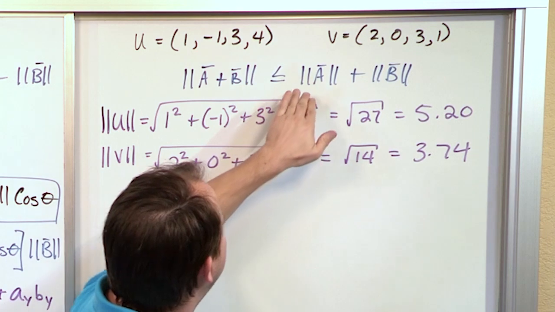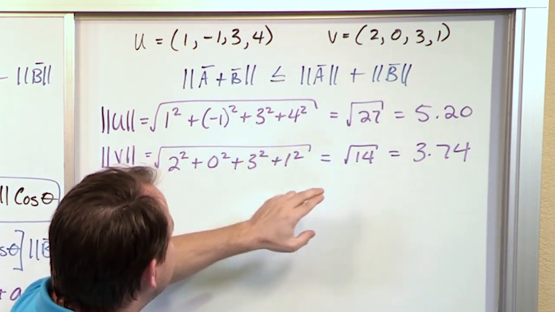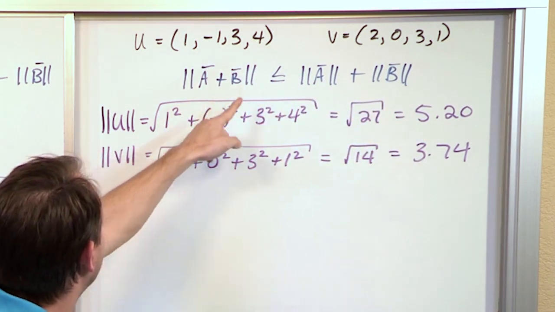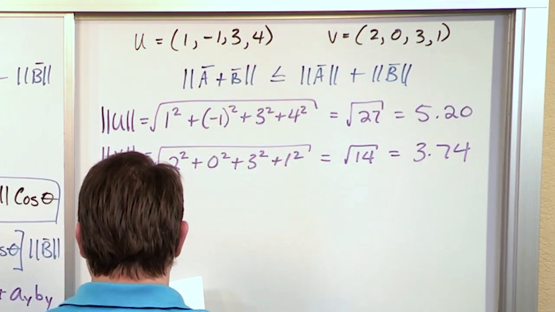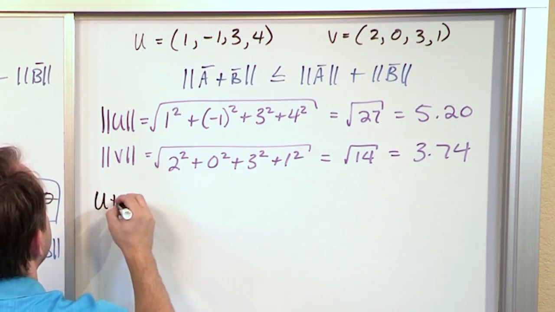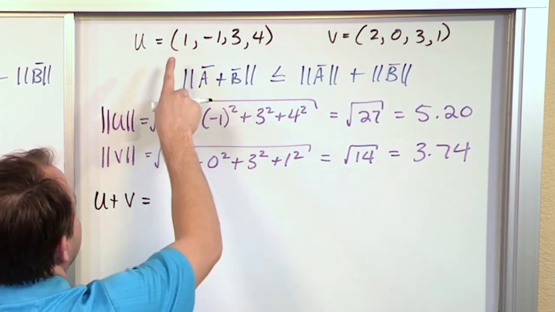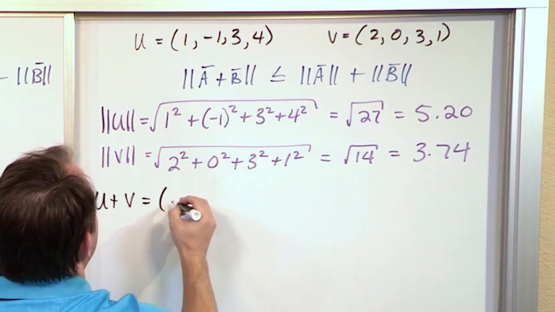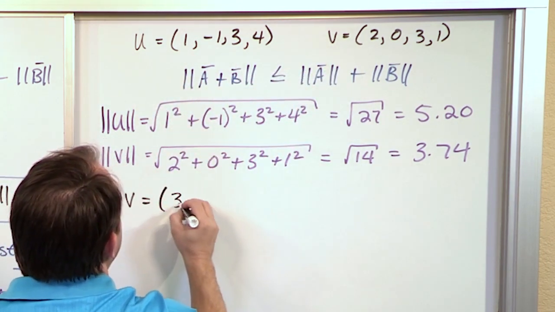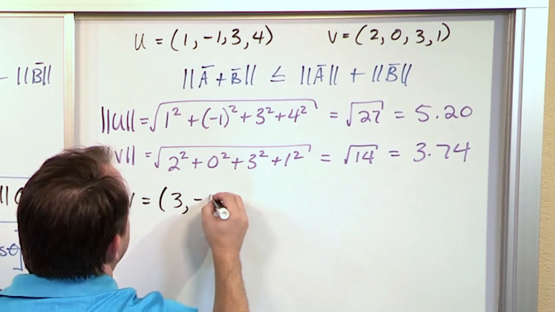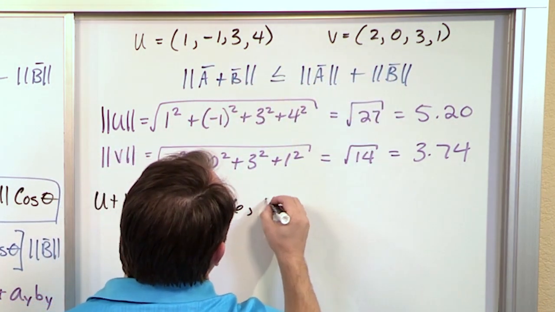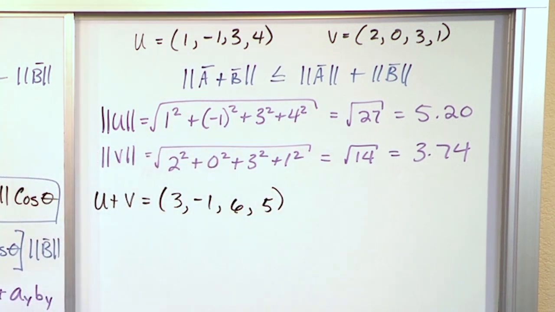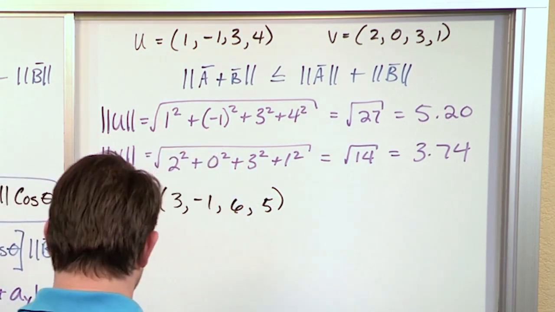So what we have here is basically the right-hand side. We can calculate that easily by adding these two numbers together, but let's work on the left-hand side. To get the left-hand side, first we have to add the vectors together. So now we add u plus v. And to add vectors, we add the respective components. So 1 plus 2 gives me 3. Negative 1 plus 0 gives me negative 1. 3 plus 3 is 6. And 4 plus 1 is 5. So we have 3, negative 1, 6, and 5.